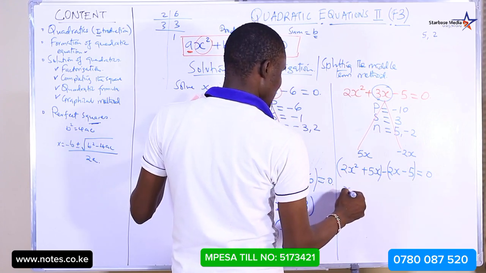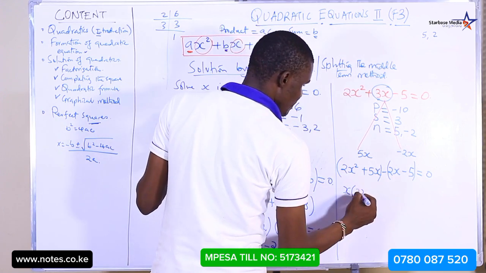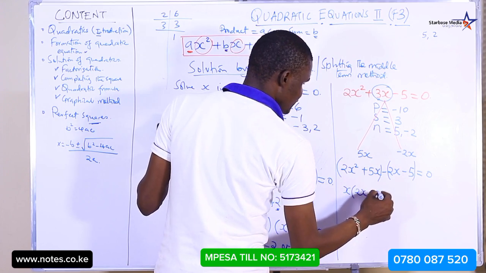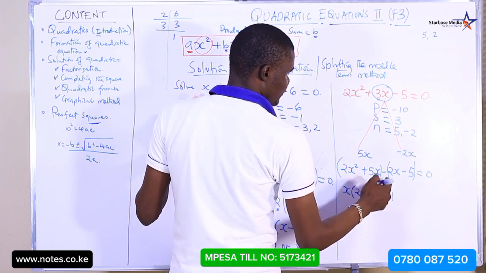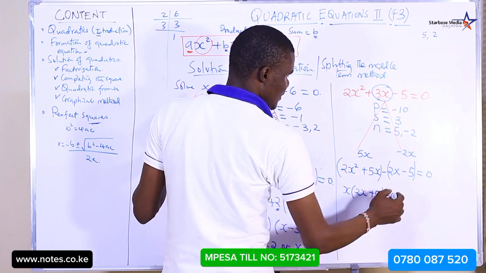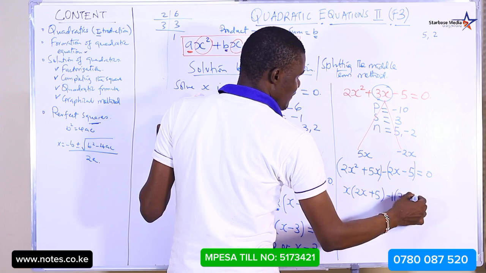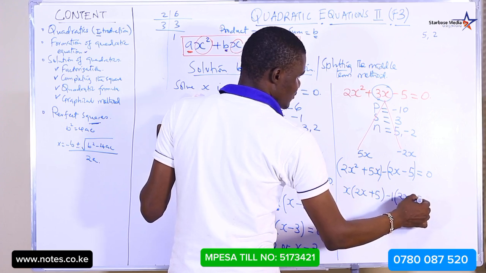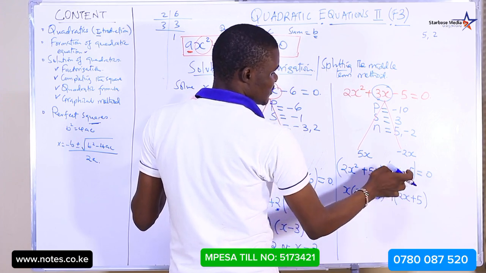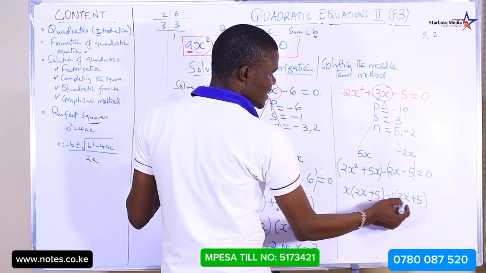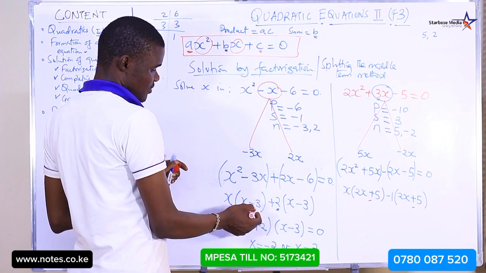Common x, that is x into 2x plus 5, minus 1. The common factor here is 1, into 2x plus 5. Don't confuse, because negative times a positive will give you this negative. These values in the bracket here must always be the same. You even saw here, the values in the bracket were the same.